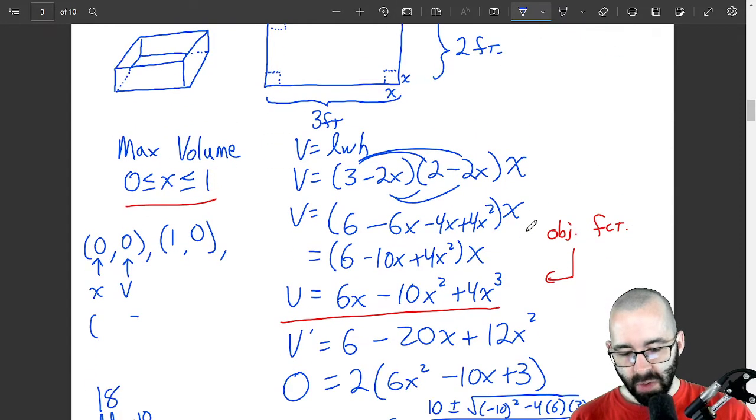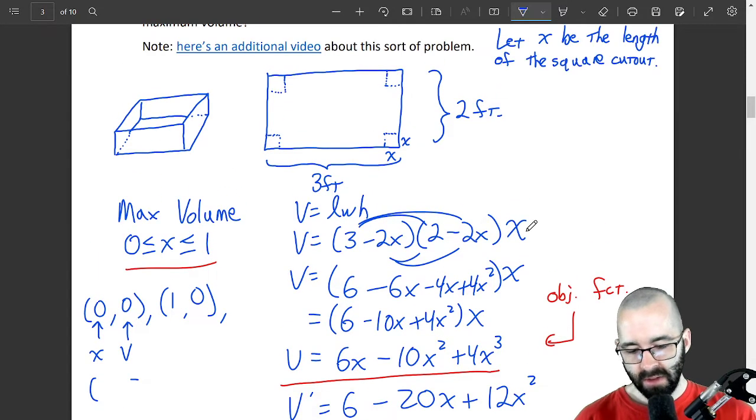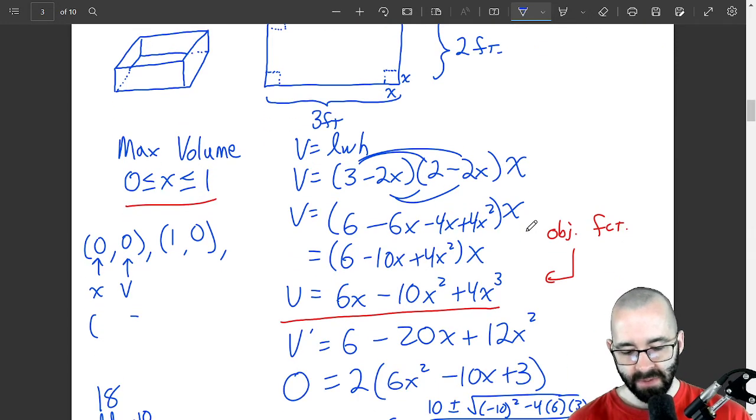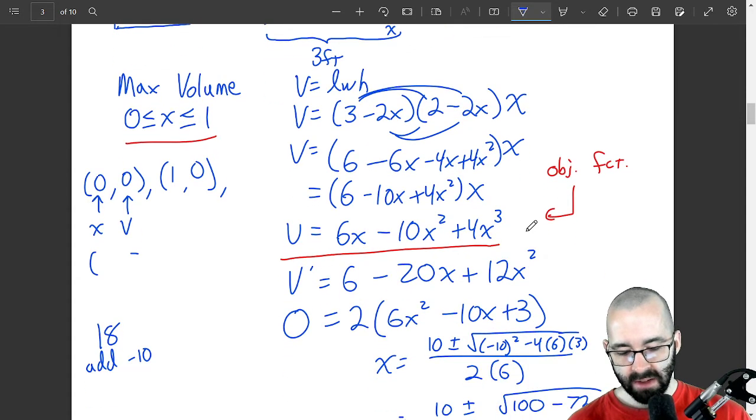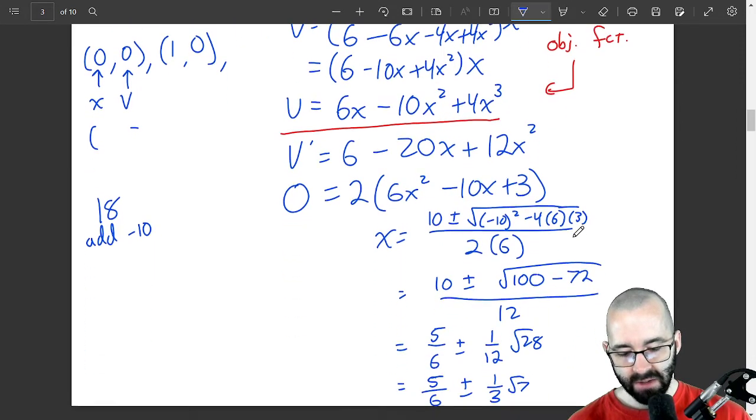Our volume equation is correct. Length times width times height, 3 by 2. So 3 minus 2x, 2 minus 2x, times x. You FOIL it out, you are going to get 6 minus 6x minus 4x, is 6 minus 10x plus 4x squared. That's correct. You get 4x cubed minus 10x squared plus 6x, which is what we have. Take the derivative.